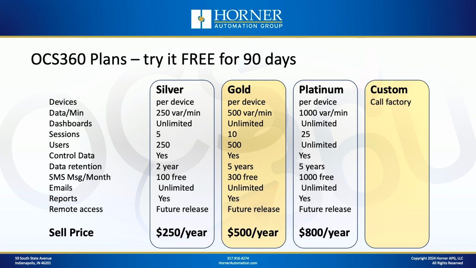In the case of Silver, it's 250 variables per minute. Gold, it's 500 variables per minute. And Platinum is 1,000 variables per minute. And the cost of OCS 360 is per controller per year. And for the trial period, you can sign up for as many as 10 OCS controllers pushing data to the cloud. And then after 90 days, you can make your decision.